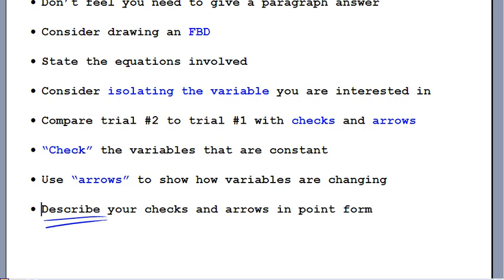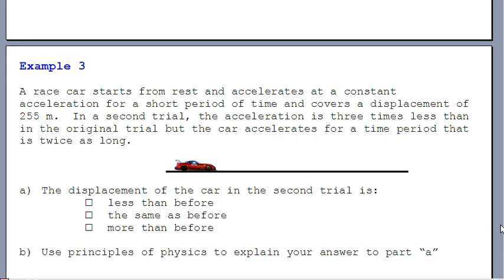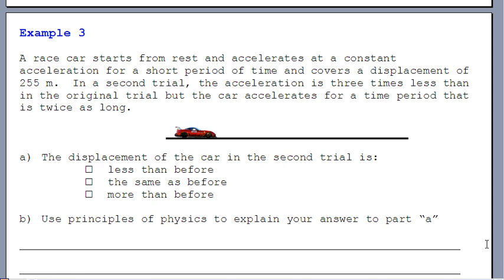So let's try a couple more here. Example number 3. Got a race car. The race car starts from rest and accelerates at a constant acceleration for a short period of time, and it covers a displacement of 255 meters. Okay, it's done. Trial number 1's over. The car managed to go 255 meters. That was its displacement. In a second trial, the acceleration is different, 3 times less than the original, but the car accelerates for a time period that is twice as long.